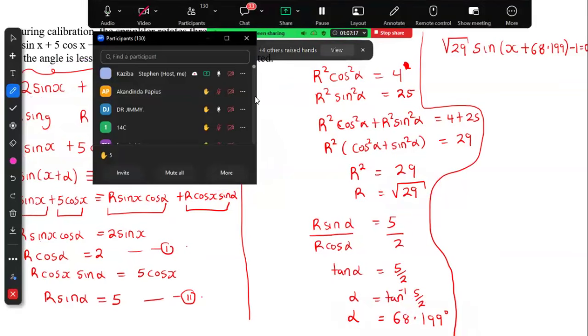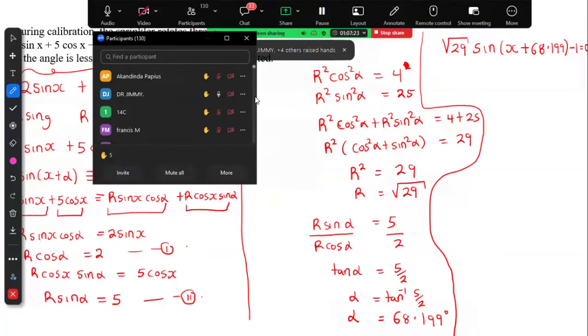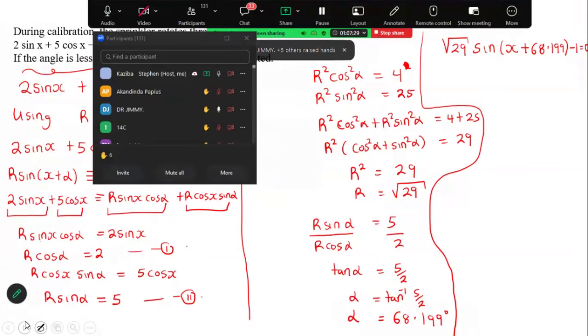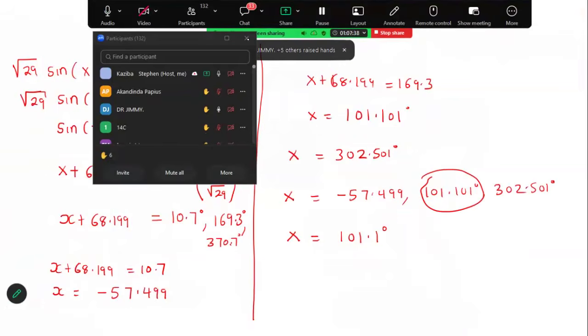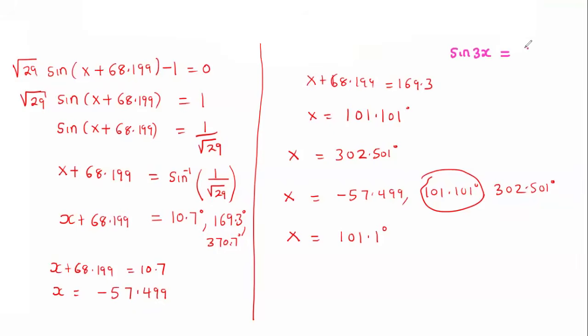Yes, Dr. Jimmy? Master, my inquiry is about the quadrants. If we had a sin 3x and we had to look for the angle, how would we get that angle? Now, let me say you had sine of 3x is equal to 0.5. So here I will say 3x is equal to sine inverse of 0.5, which is 30 degrees.